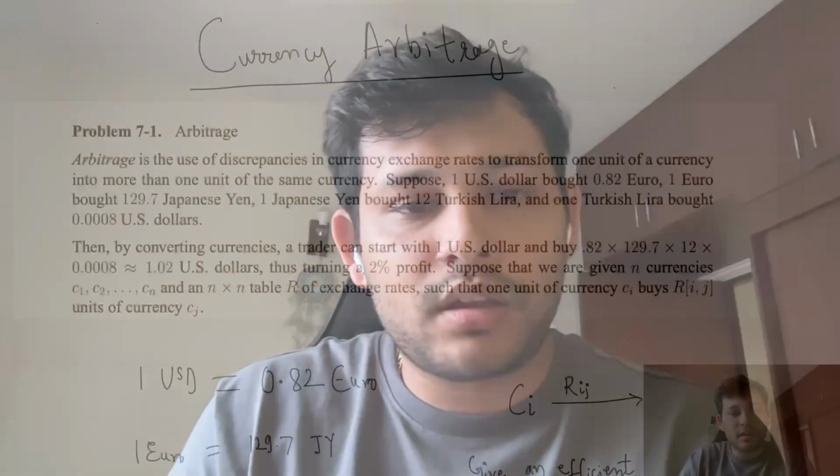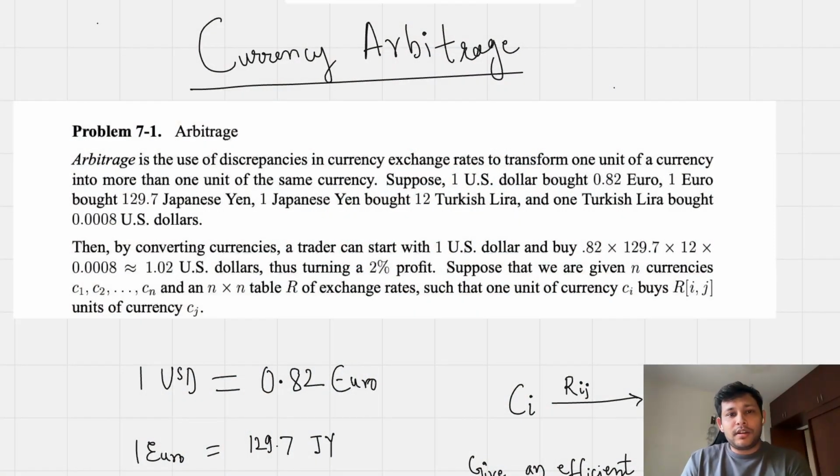Today we'll be discussing a very interesting problem. So let's begin. Today's problem, majorly known as currency arbitrage. The problem is there are discrepancies in the exchange rates among the currencies. So we want to transform one unit of a currency into more than one unit of the same currency.